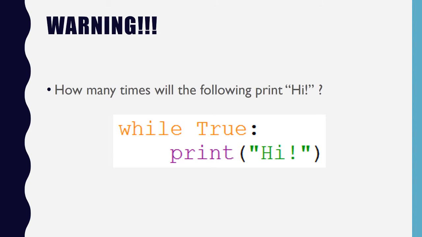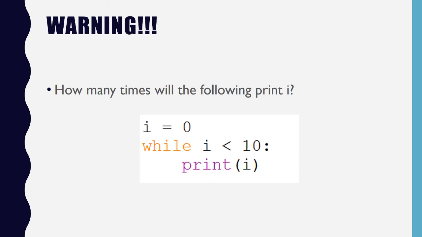Now, there's a huge warning that I need to say before we go off onto our own programming examples. And this is something that every programmer does. It is an infinite loop. For example, how many times are we going to print hi in the following code? Well, the answer is we're going to print hi until we kill our program. How many times are we going to print i in this code? Well, we're going to print the number 0 as many times as we can before the programmer shows up and says, oh crap, I have a bug.